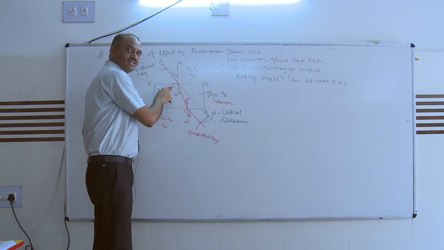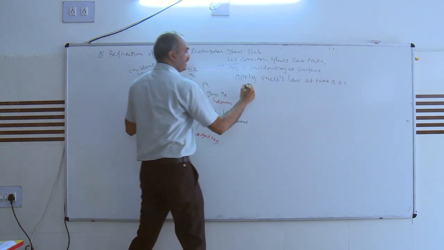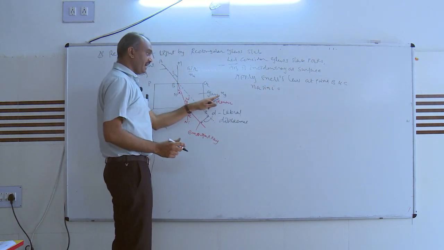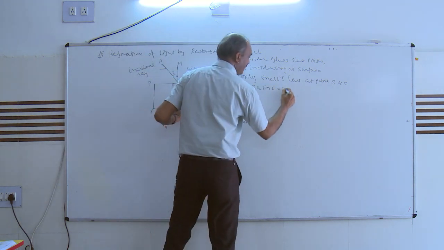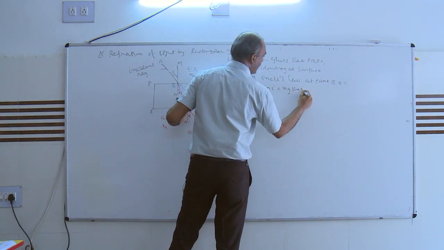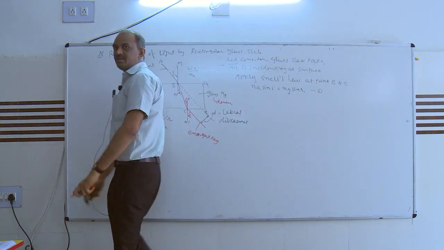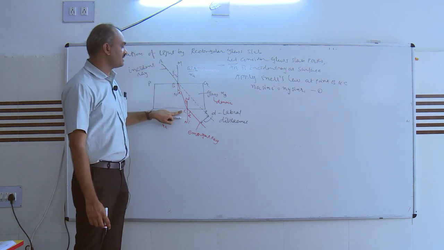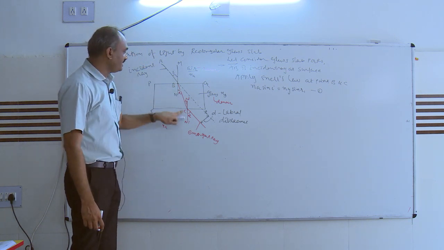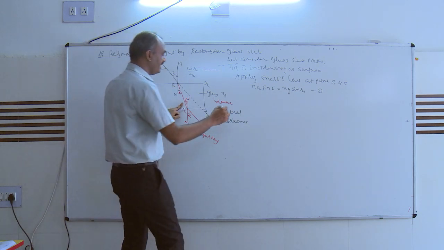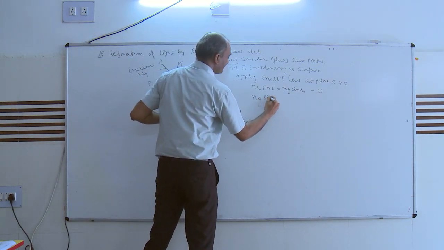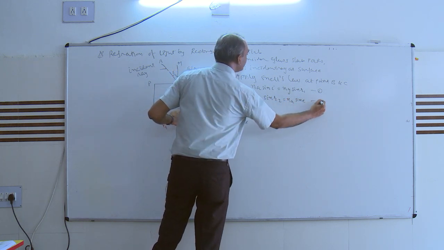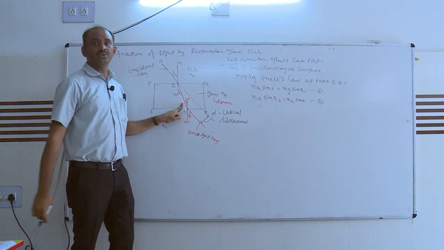Now if we apply Snell's law at point B, what will we get? NA sin I is equal to NG sin R1. We say this is equation number 1. Now we apply Snell's law at point C. At point C, this ray is incident and this angle is the incident angle. So we get NG sin R2 is equal to NA sin E. This is our equation number 2.